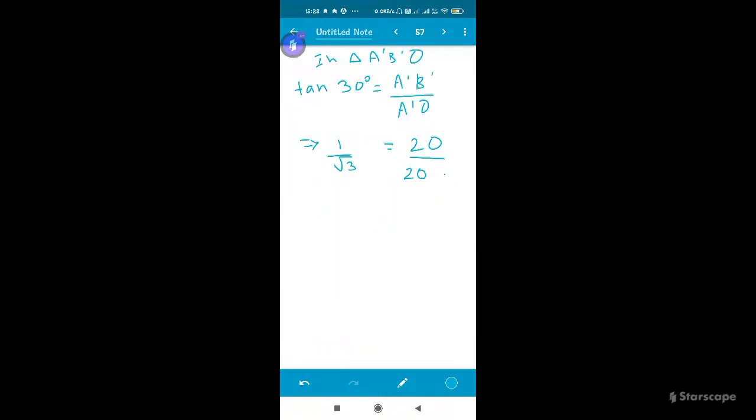So from here only we can directly get our answer because it is a linear equation. So 20 plus V is equal to 20 root 3. That means V will be equal to 20 root 3 minus 20. So if you take 20 as common, you're going to get 20 times root 3 minus 1. So if you solve it, you're going to get the value of V. Okay, so this is the speed of the bird.